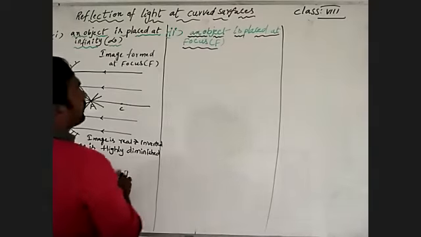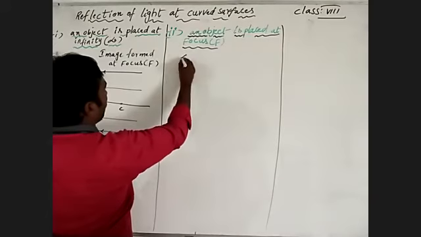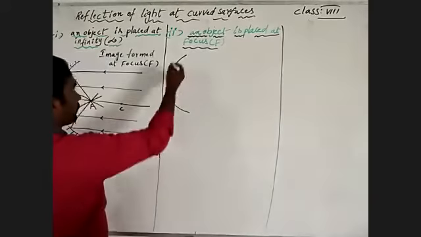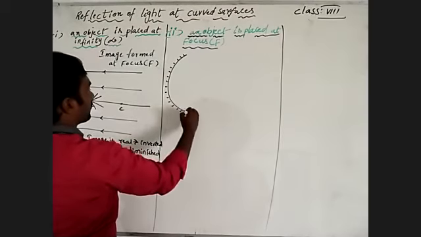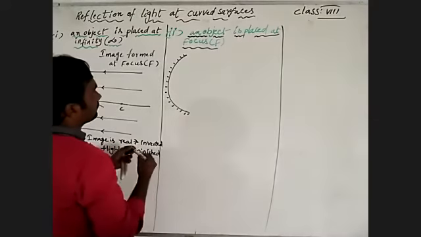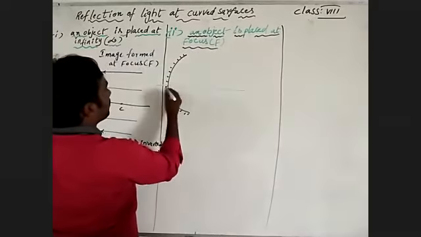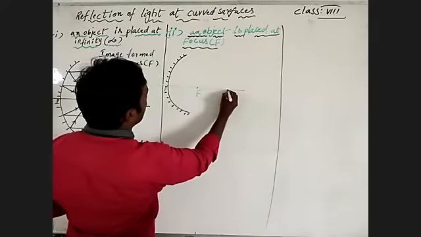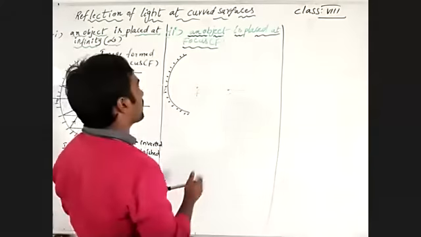Coming to that, we are going to draw that. See, this is a concave mirror. What is this? Concave mirror. And this is the pole, focus, and center of curvature. Okay, are you able to see that? Is that clear? Pole, focus, and center of curvature.